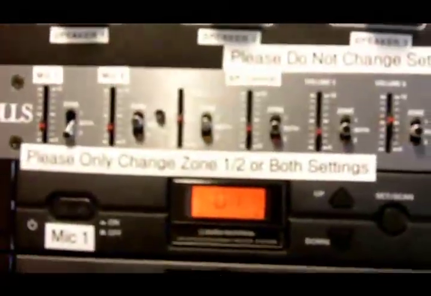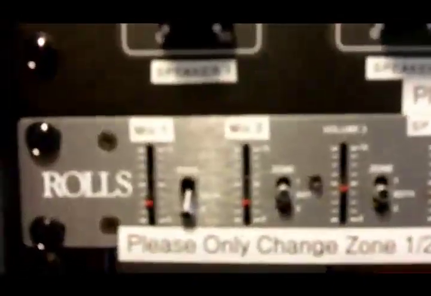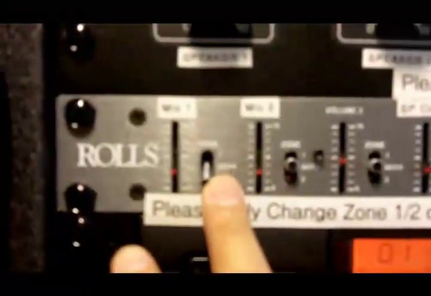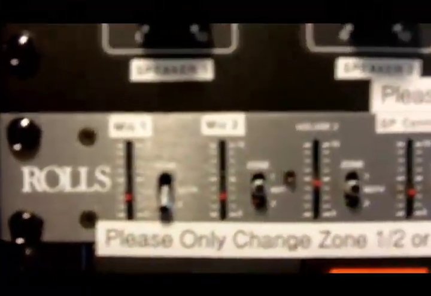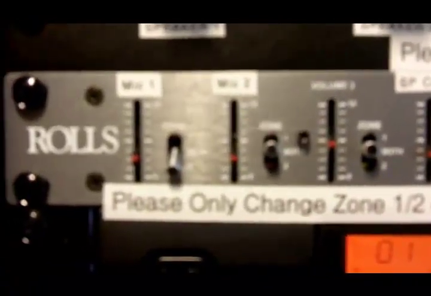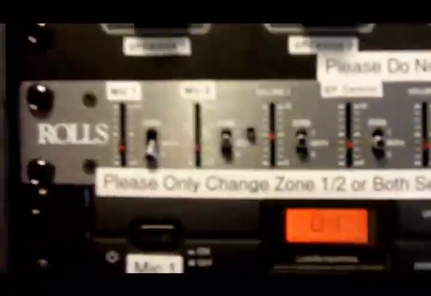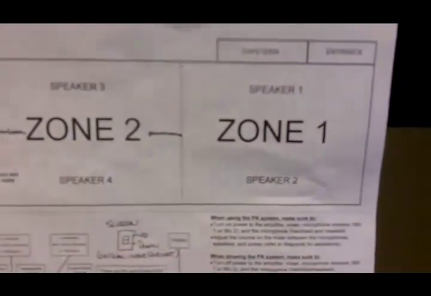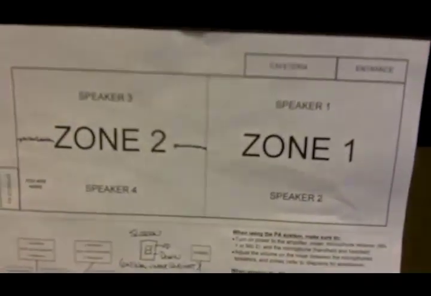Now, moving up to the mixer, we ask that you do not change any of the settings here because they have already been preset. In certain circumstances, you may need to change the zone switches, which I'll point to right here. Now, one is for mic 1 and the other is for mic 2. Each mic has a separate one. And the reason how you can tell the zone, like we showed earlier, is from the diagram. You have Zone 1 and Zone 2, basically partitioning the cafeteria in half.